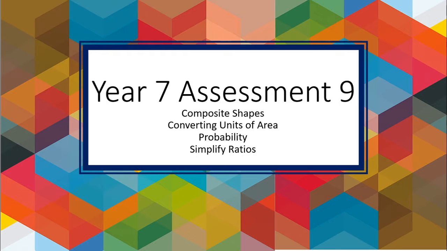Hey guys, let's have a look at assessment 9, which covers composite shapes, converting units of area, probability, and simplifying ratios. If this is your first time through this assessment, or it's been a while and you're using this for practice, make sure you hit pause and try these questions for yourself first before we go over the answers at the end. Right, let's get started.